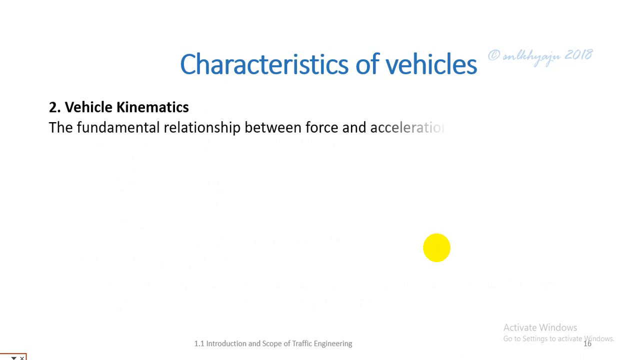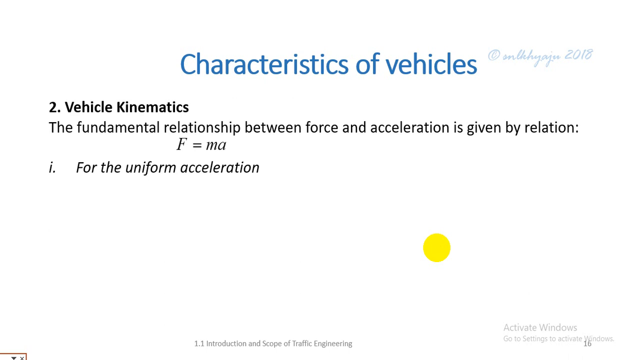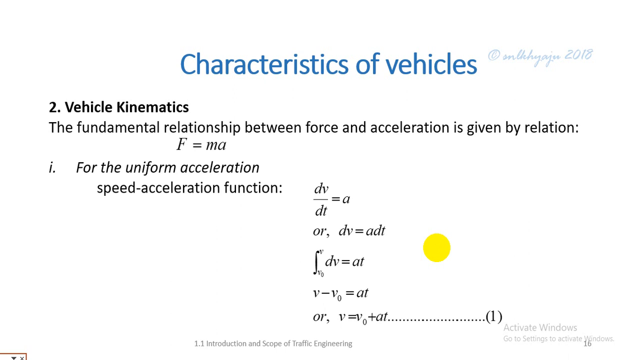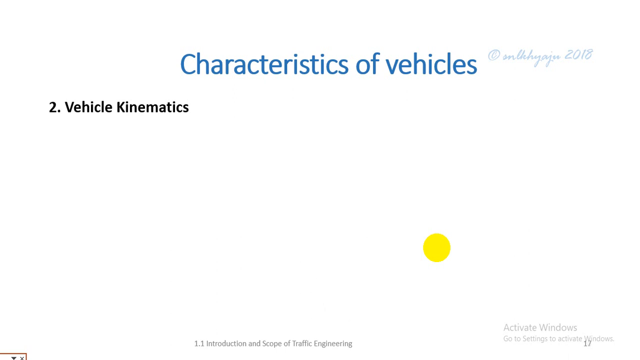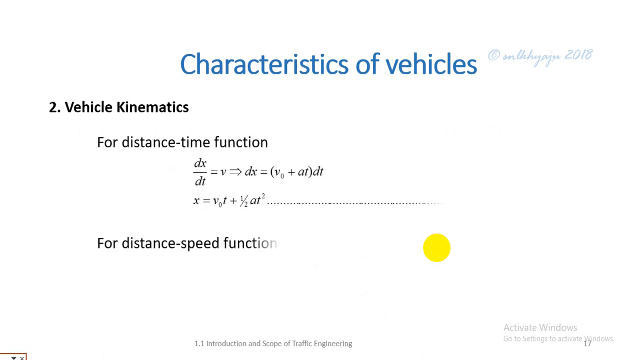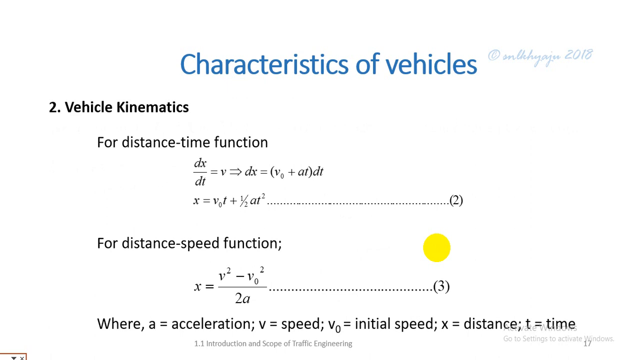Vehicle kinematics. The fundamental relationship between force and acceleration is given by F equals ma. The vehicle kinematics can be classified into two categories, that is for uniform acceleration and for non-uniform acceleration. For uniform acceleration, the speed-acceleration function is given as shown in the slide. Similarly, the distance-time function and distance-speed function are as shown in the slide, where a equals acceleration, v is speed, v naught equals initial speed, x is the distance and t is the time period.